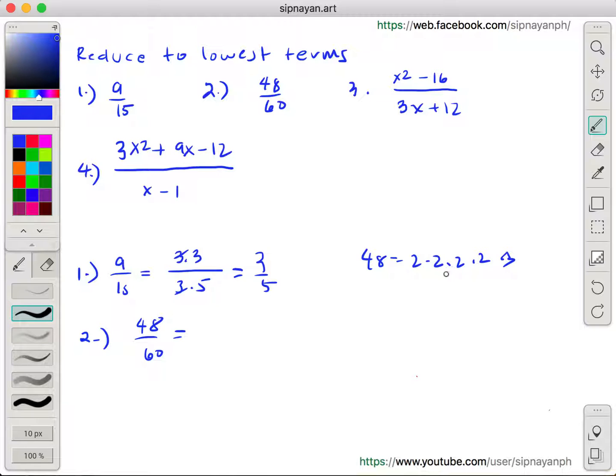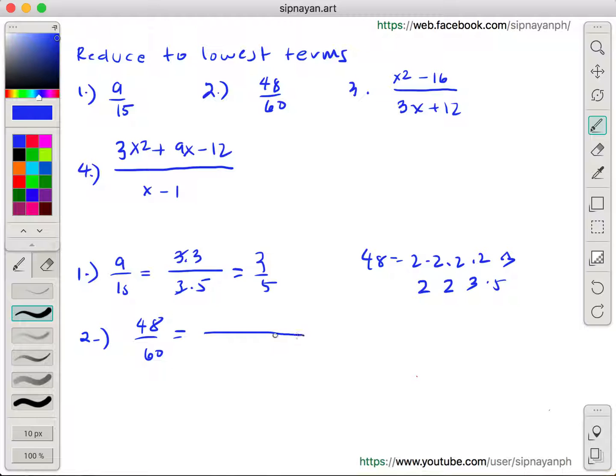Pwede nyo check, 4 times 2 is 8, times 2 is 16, times 3 is 48. So, tama. At yung 60 naman ay pwede nyo sabihin 2 times 30. Ang 30 ay 2 times 15, so another 2 naman. Ang 15 ay 3 times 5. So, I think 2 times 2 is 4, times 3 is 12, times 5 is 60.